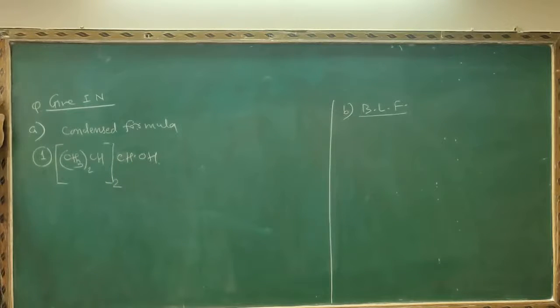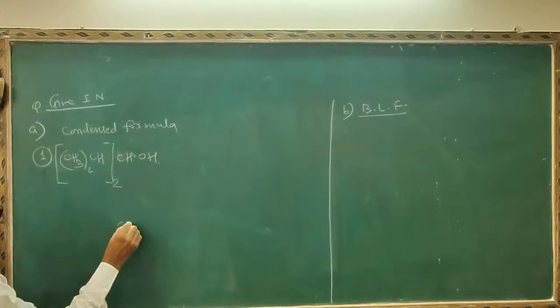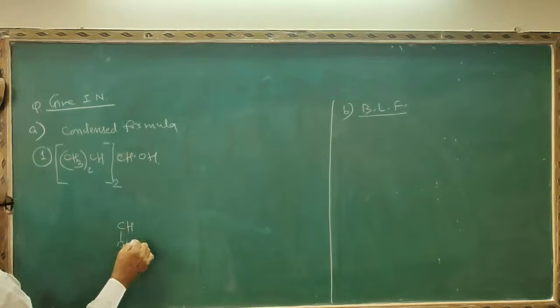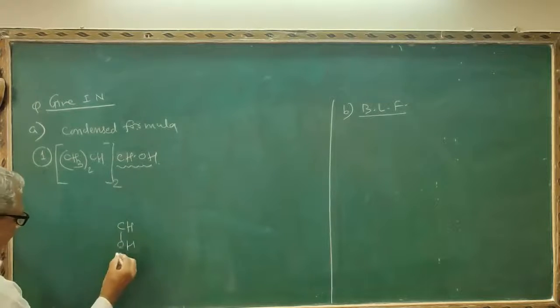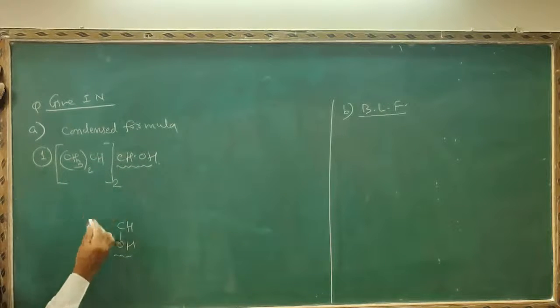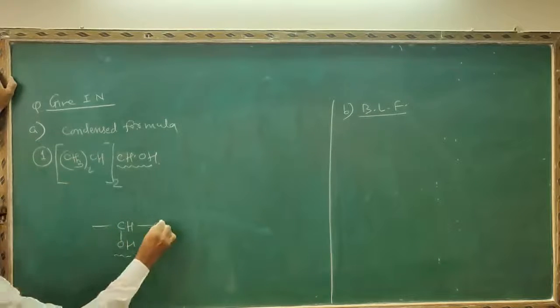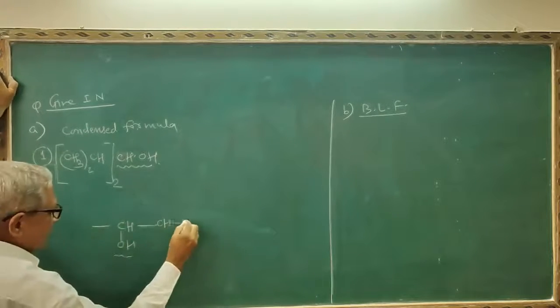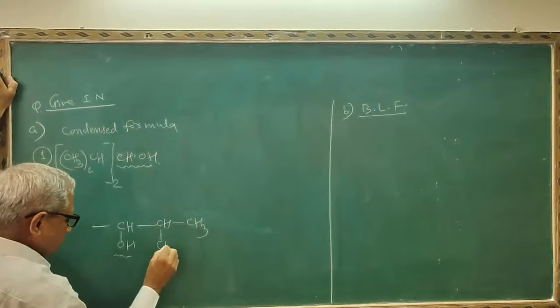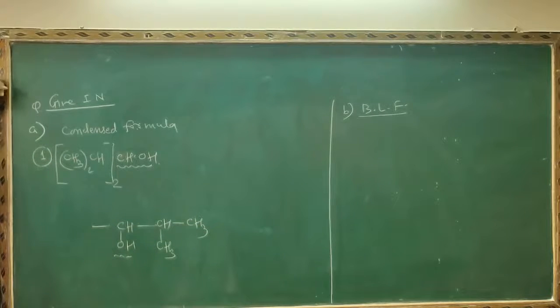From this condensed formula, you have to write the structural formula. The structural formula is like this: CHOH. I was explaining only this underlined part. It is attached to the 2 groups, Cr, this is the 2. This is attached to the CH, and CH is attached to the 2 methyl groups. This is the one structure. Then the second structure will be again here CH, CH3. This is the structural formula.